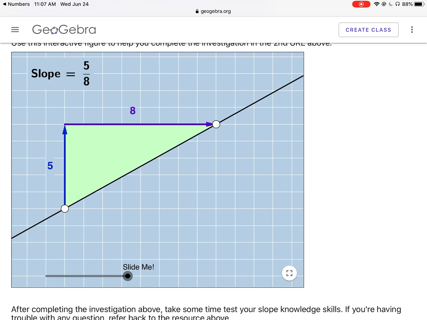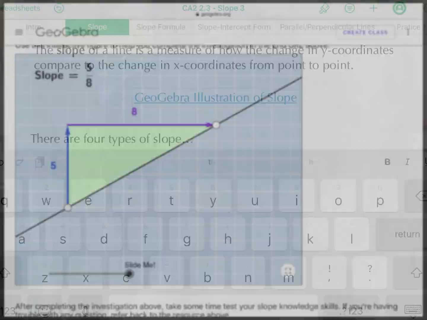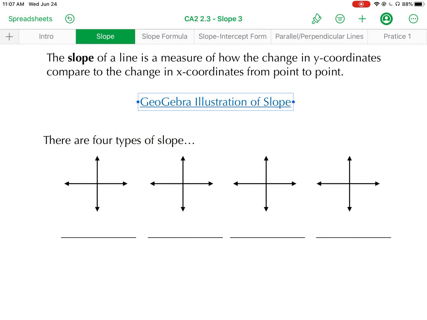Notice there's a triangle created here. This is often referred to as the slope triangle. And it wouldn't matter if you picked these 2 points or any other points on this particular line. The slope will always equate to a value of 5/8. Okay. Now there are 4 different types of slope for any given line.